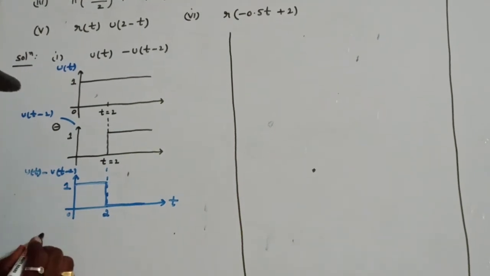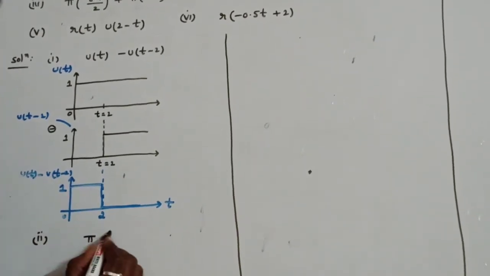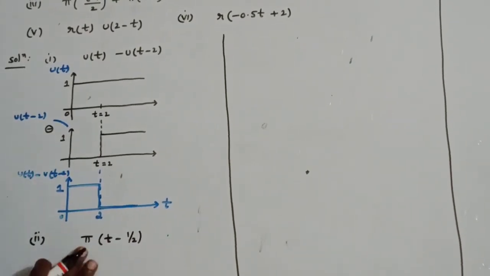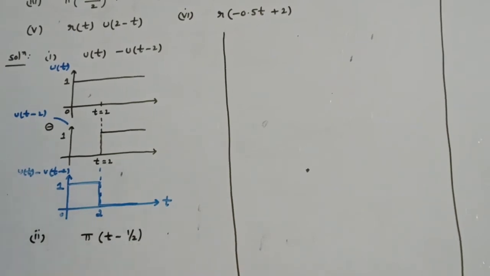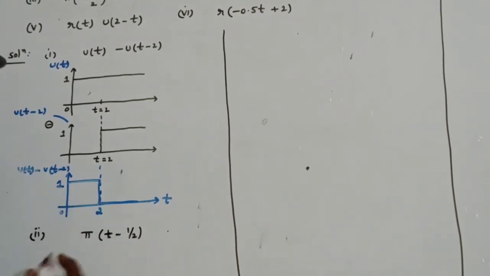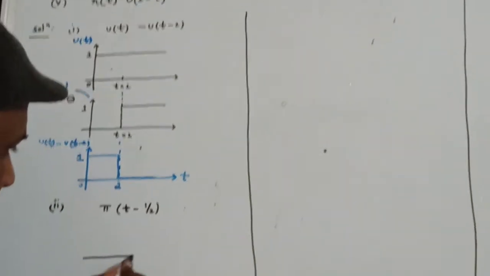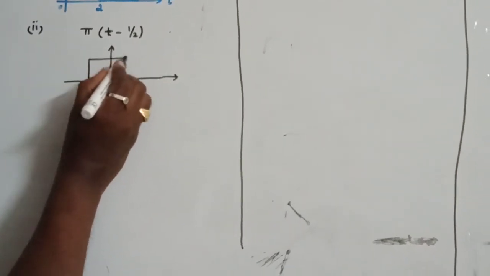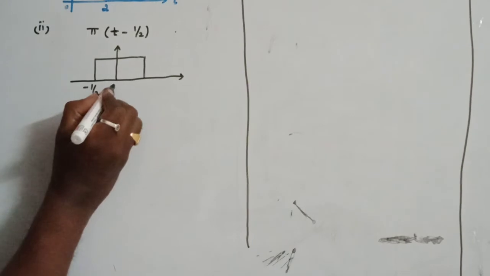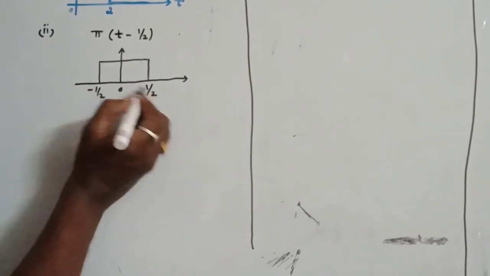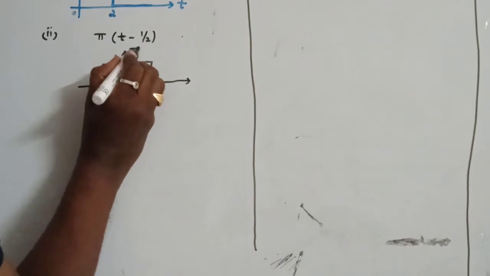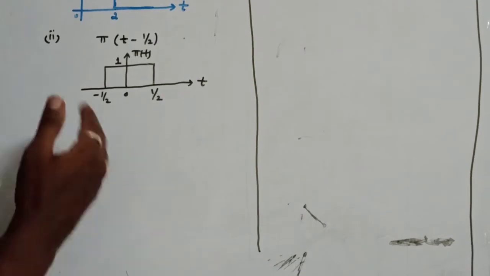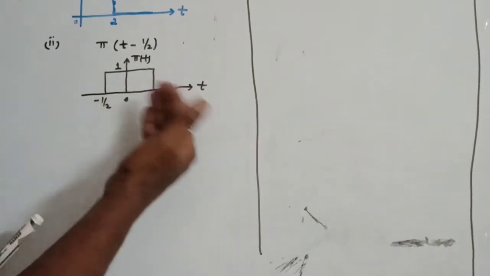Let us see the second one. What is the second question? Pi of t minus 1 by 2. That means first we have to draw pi of t and shift it towards the right side by 1 by 2 units. As we have seen, this is the time shifting operation. First let us draw pi of t. As you know, pi of t is a rectangular signal extending from minus 1 by 2 to 1 by 2. That means the pulse width is 1, with amplitude 1. So this is pi of t versus t.